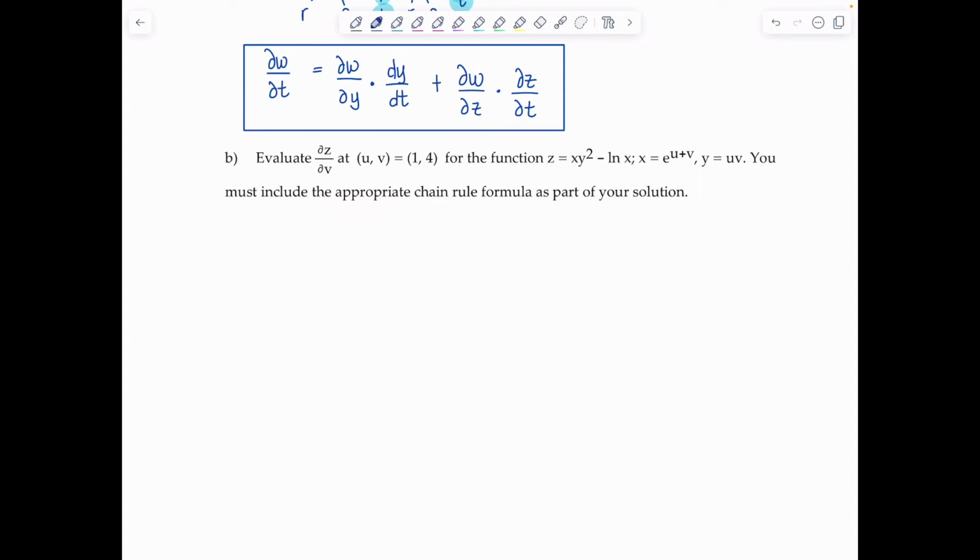Evaluate del z del v at (u,v) equals (1,4) for the function z equals x y squared minus natural log of x, where x equals e to the u plus v, and y equals u times v. And you must include an appropriate chain rule formula as part of your solution. So again, z is a function of two variables, u and v. And then, oh, hold on, I jumped the gun. Z is a function of, let me look at z, poor z. Z is a function of x and y. X is a function of two variables, u and v. And y is a function of two variables, u and v.